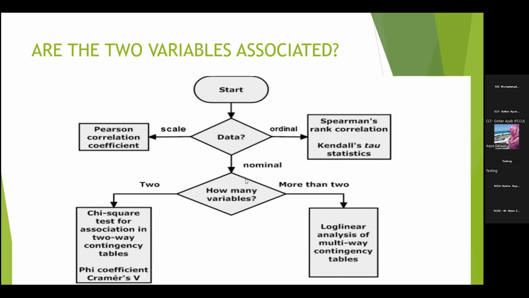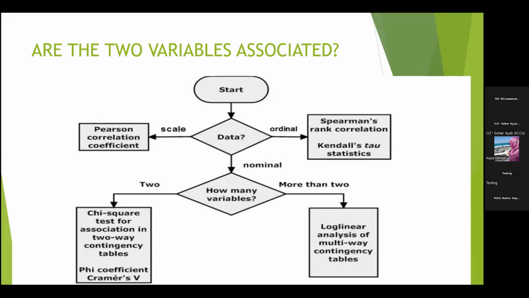If the data is nominal, then we observe how many variables there are. If there are two, test chi-square for association, or two-way contingency table, or phi coefficient or Cramer's V. But if more than two nominal variables are there, then we should go with the log linear analysis of multi-way contingency tables. This is a bit difficult, a complex test.